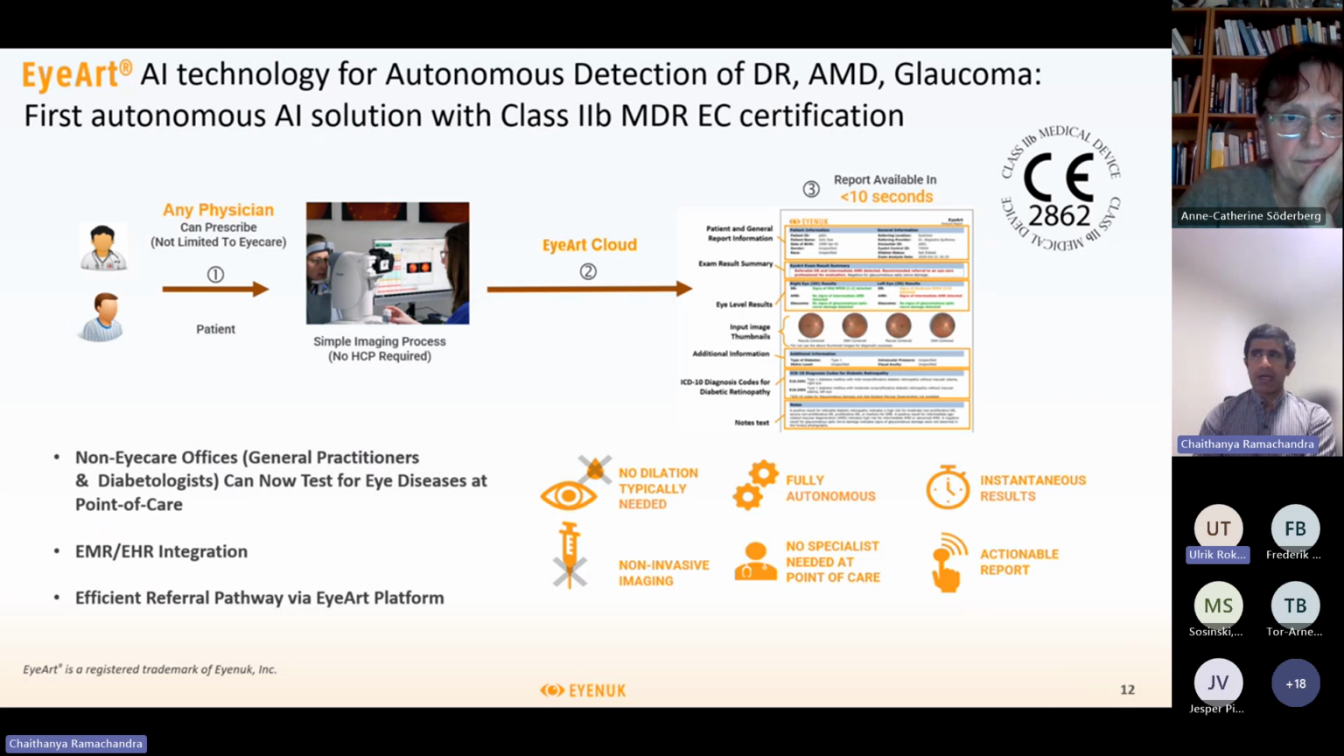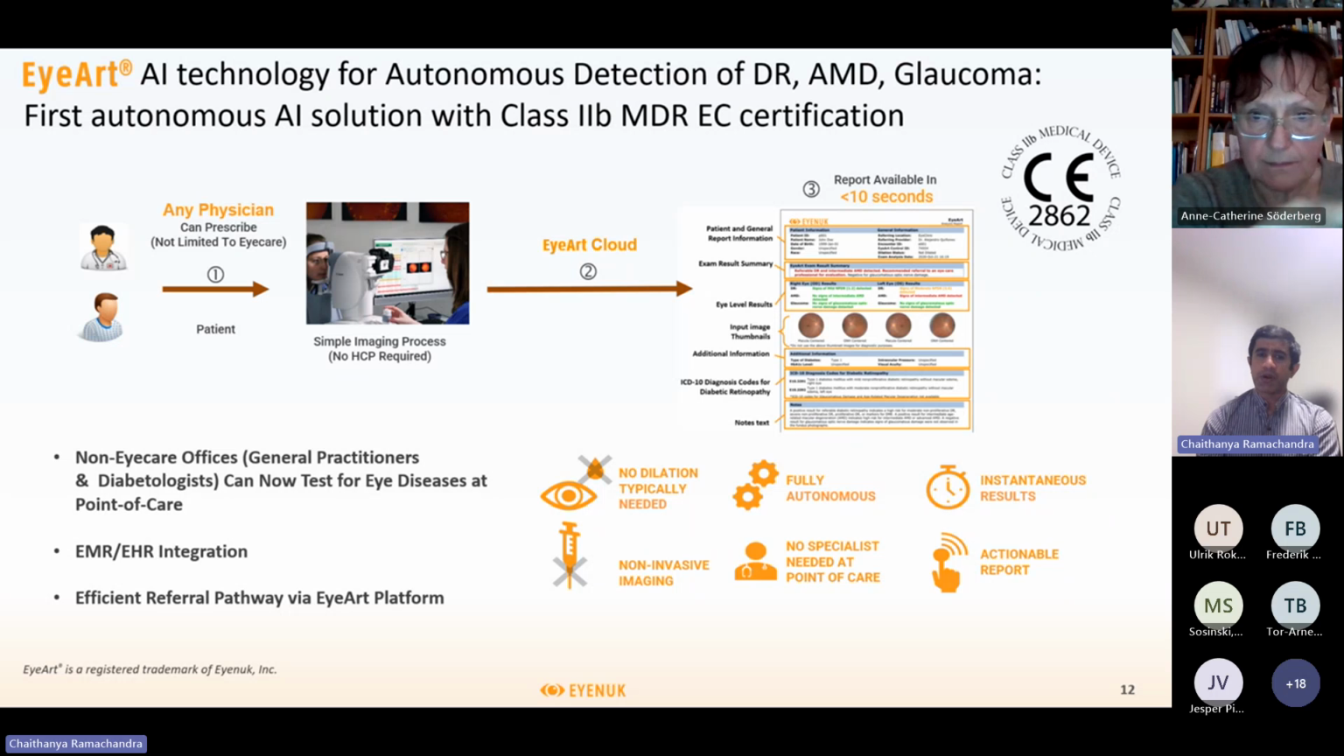So with iArt, we are the first autonomous AI solution with Class 2B MDR certification for DR, AMD, and glaucoma. Any physician can prescribe this test to a patient. So it can be an endocrinologist, for instance. It can be a primary care physician.